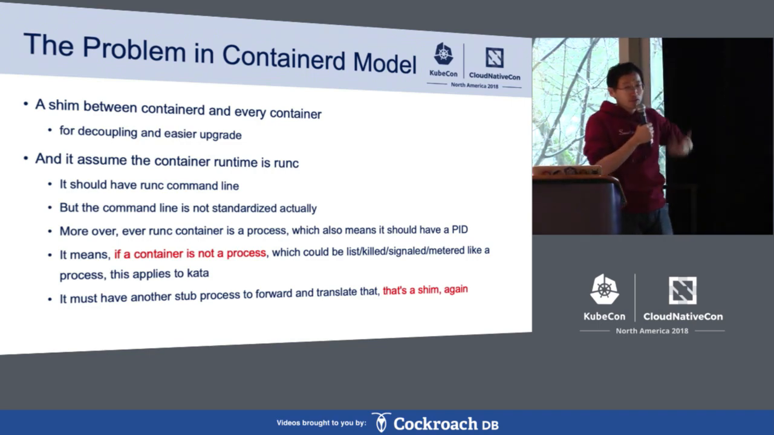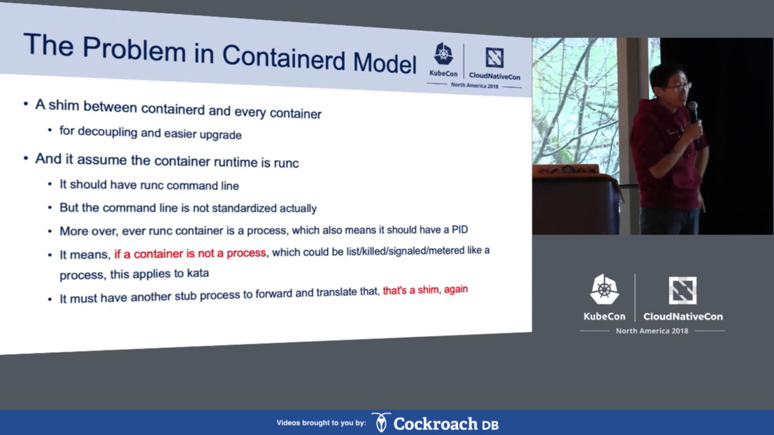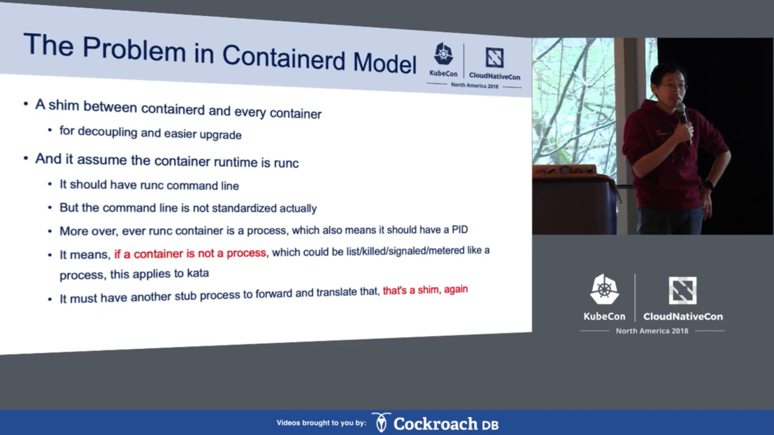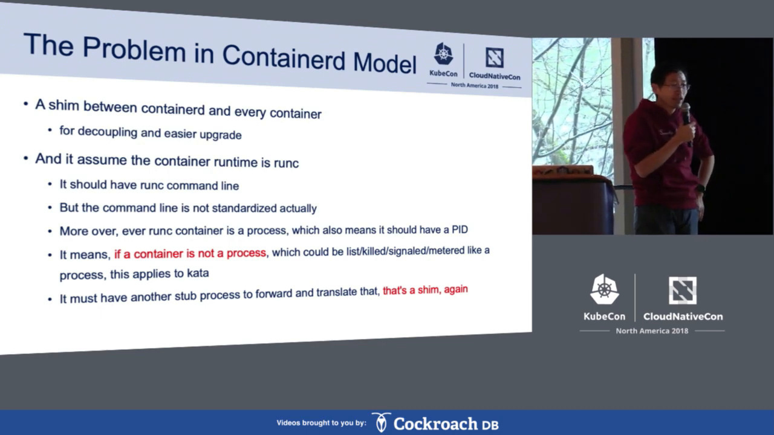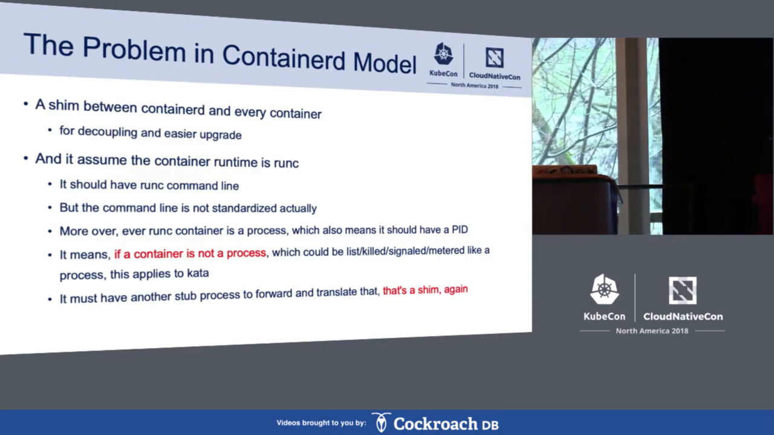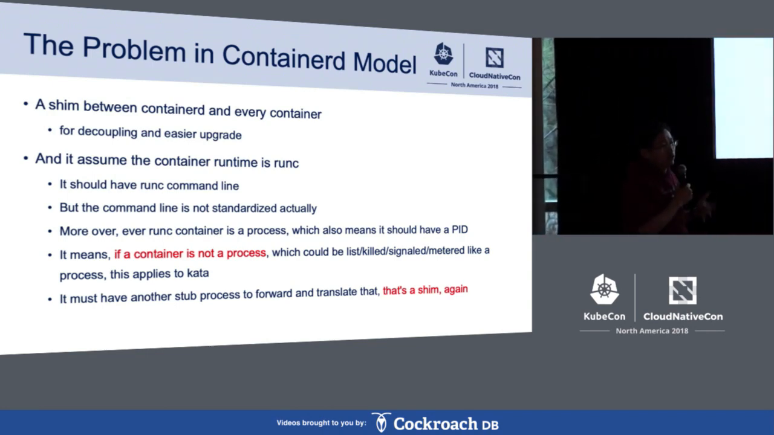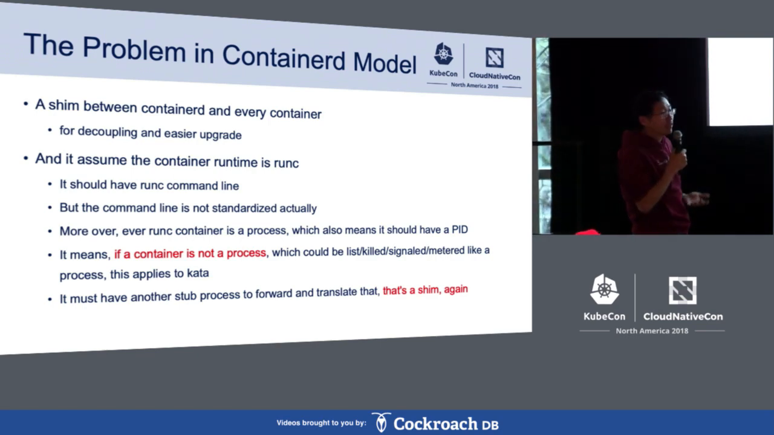This is a good point, but the problem here is the Kubernetes shim always assumes the container runtime is runc. That means your runtime should have a command line that's compatible with runc. Here it has a runc command line. That's why the Kata runtime tries to implement what runc implements. But the runc command line itself is not standardized.